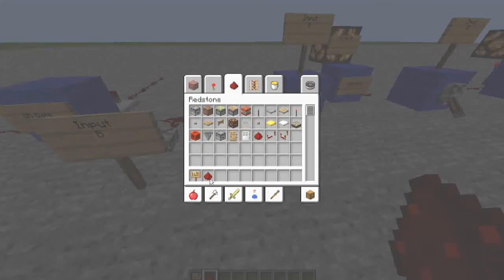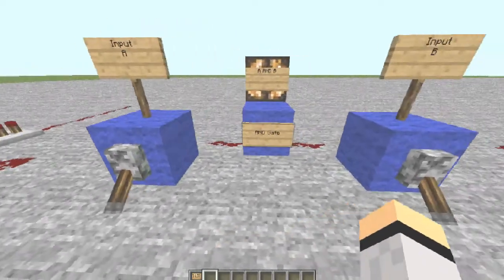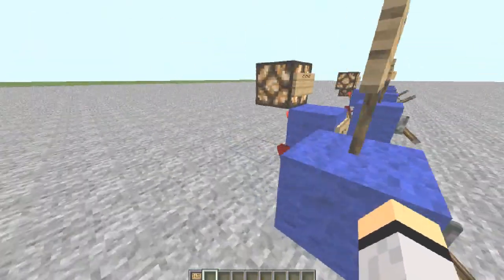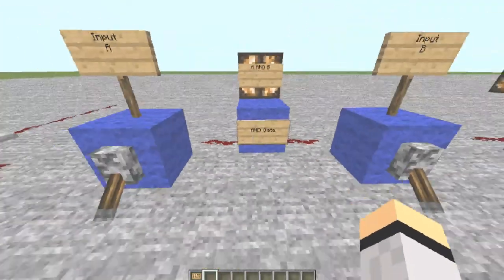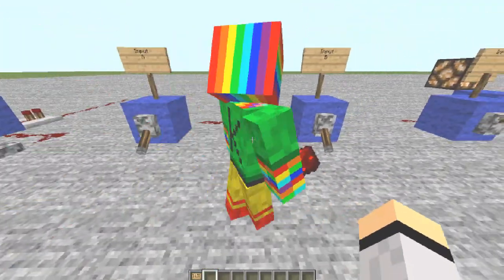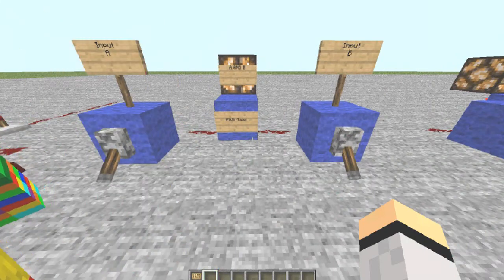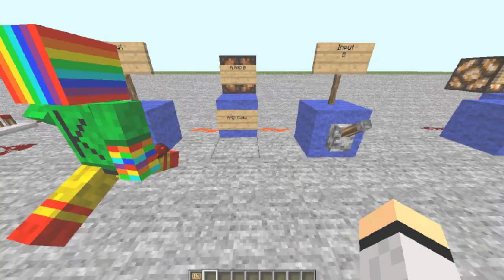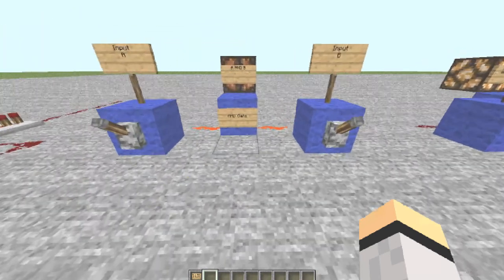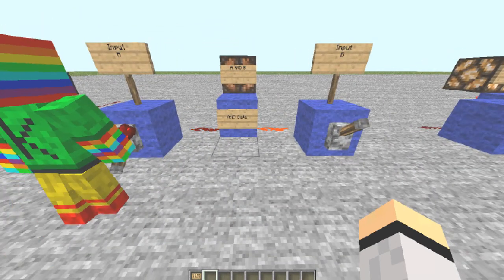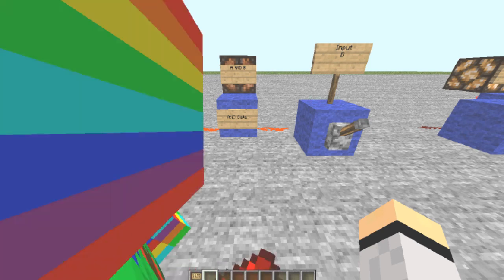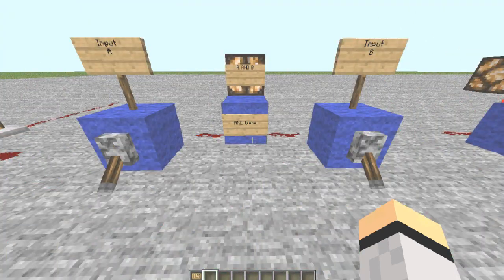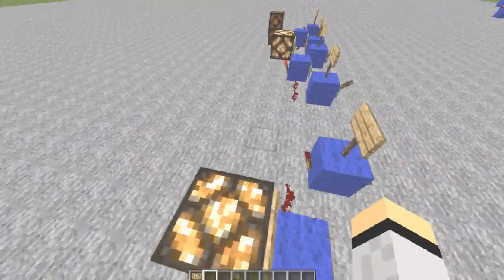Okay, so moving on. This is an AND gate. My favorite. I think this is the most useful. If we turn them both off first, when they're both off, the output is off. When one is on, the output is still off. When the other one is on, the output is still off, but it's only on when both of them are on.